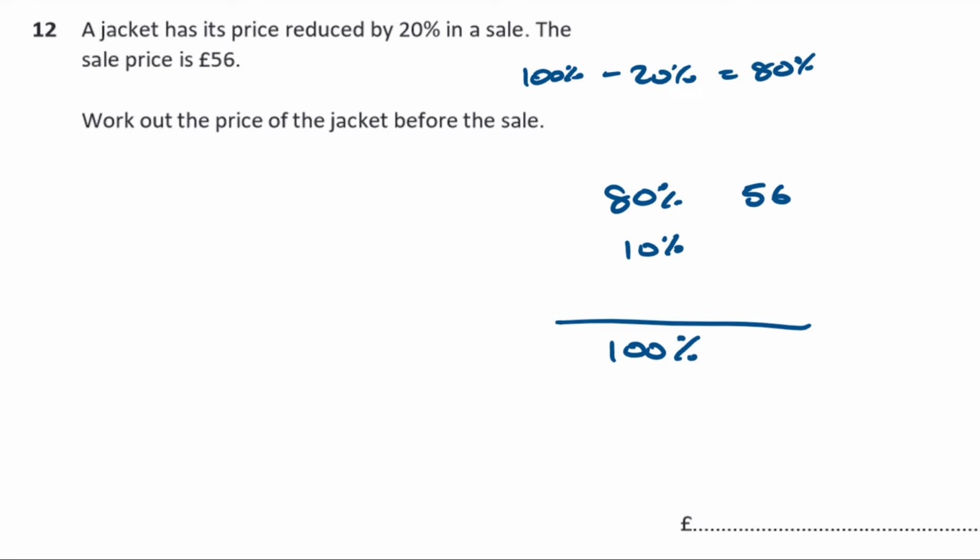Well, you can see that 10 goes into 80 8 times. If I divide 80 by 8, I'm going to get 10. So if I divide 56 by 8, I'm going to get 7. So 10% of the value is 7.